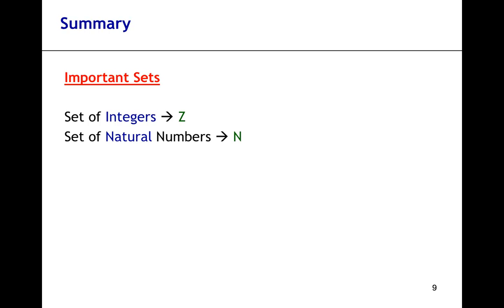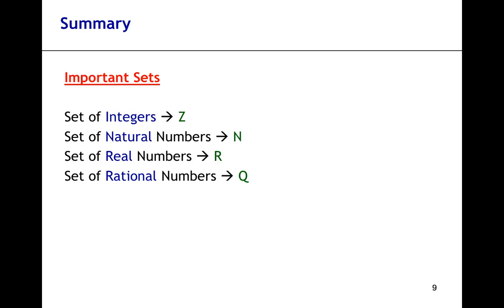In summary, we learned to list out and/or describe some important sets in the number system. In particular, you need to know that capital Z is the set of integers. Capital N is the set of natural numbers. Capital R is the set of real numbers. And capital Q is the set of rational numbers. These are all sets that are commonly encountered in computing and math.